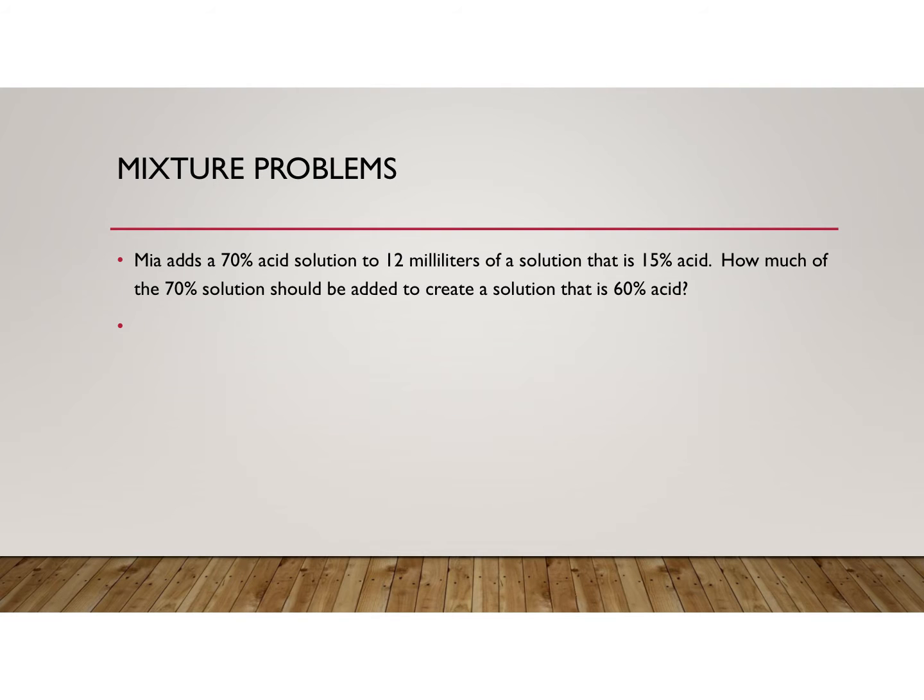So in this mixture problem, it says that Mia adds a 70% acid solution to 12 milliliters of a solution that is 15% acid. So I know I've got 12 milliliters of something that's 15% acid. I'm changing that to a decimal. And what am I adding to it? I'm adding a 70% solution. And I don't know how much I have, so I'm going to say let that be X. I want that to be 70%.